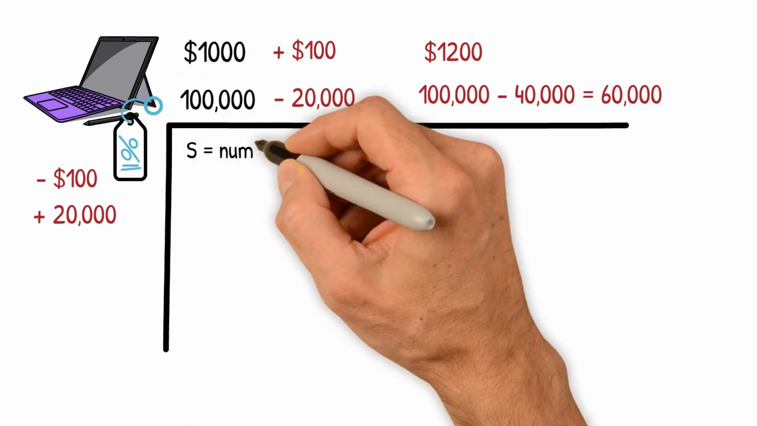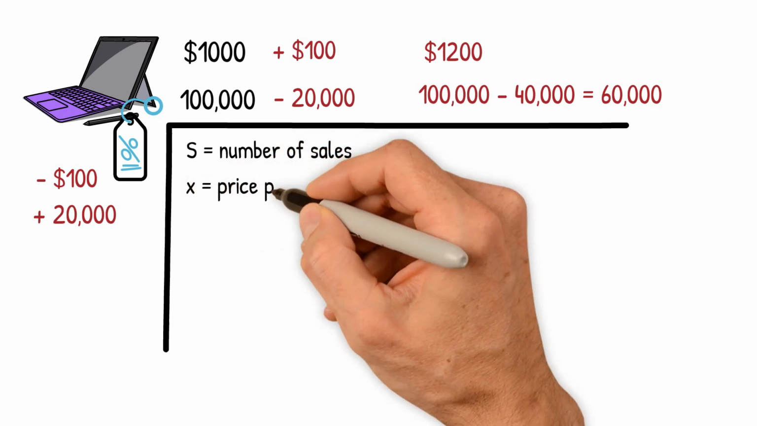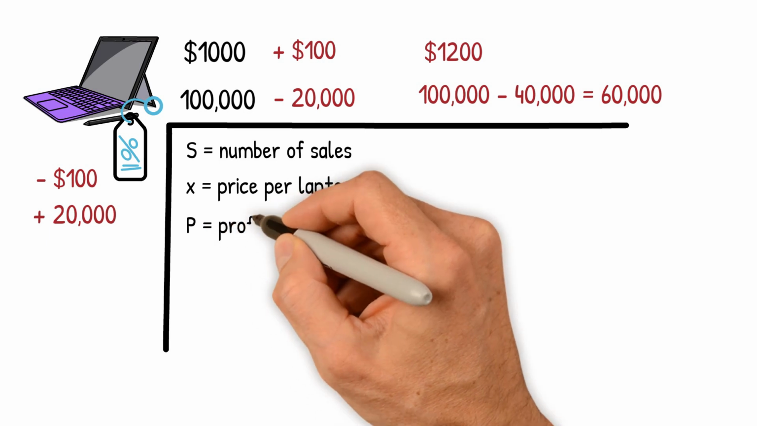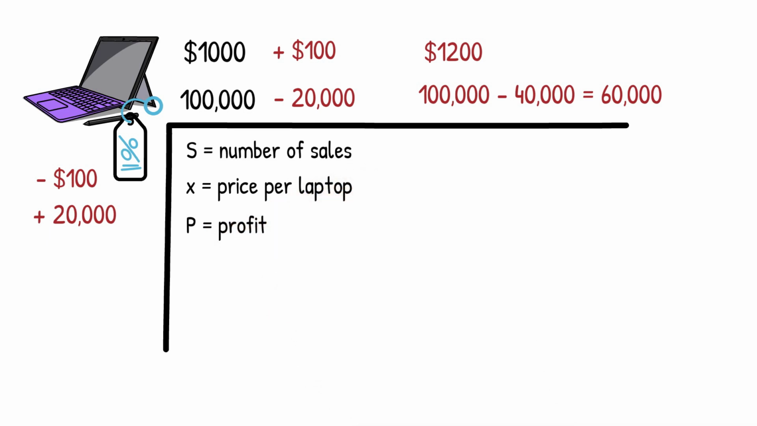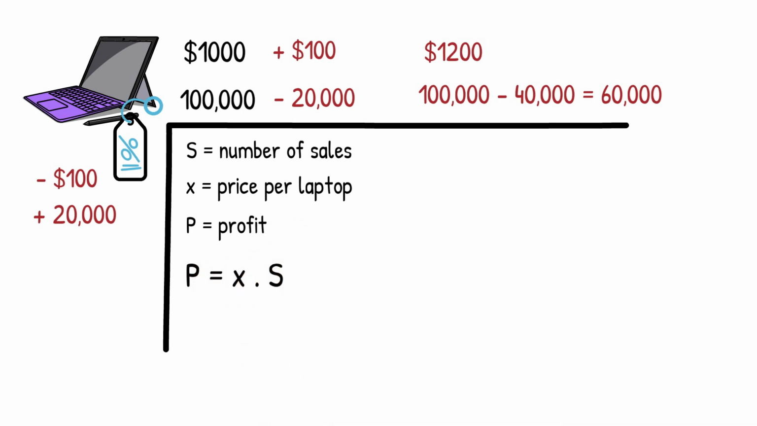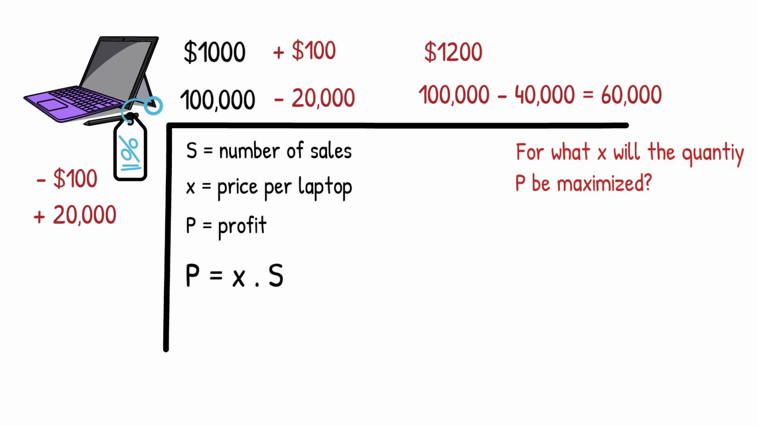Well, let s be the number of sales. The two variables x and s are related to each other, as the number of sales depends on the price per laptop, x. Let P be the profit that the company makes at price x. Based on what we said, P equals x times s, which means that the profit is the price per laptop, x, multiplied by the number of sales, s. We need to find for what x the quantity P will be maximized.